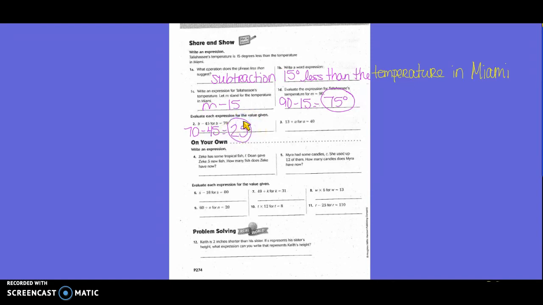All right, 13 plus A, and for A, it equals 40. So what am I going to write? 13 plus 40 equals 53. Okay, so you guys are going to do on your own with your partners. Make sure on form 5 you underline your information and then of course show work. And then on 6 through 11 you're going to show work and your answer after showing your work. And then we will go over that and then we'll do problem solving.